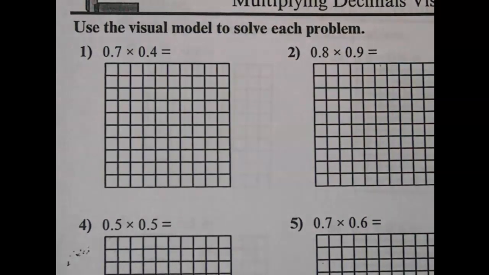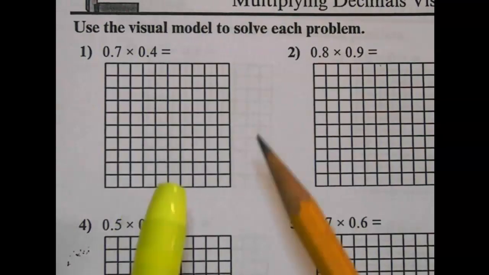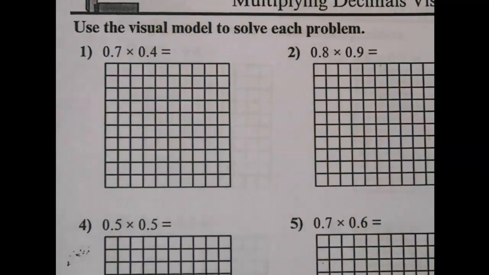All right, today we're going to be looking at multiplying decimals visually. Now on the STAR test, you are allowed to use a pencil and you are allowed to use a highlighter. So for this activity, we're going to be using our pencil and our highlighter. And so number one, our first question is I have 7/10 multiplied by 4/10.